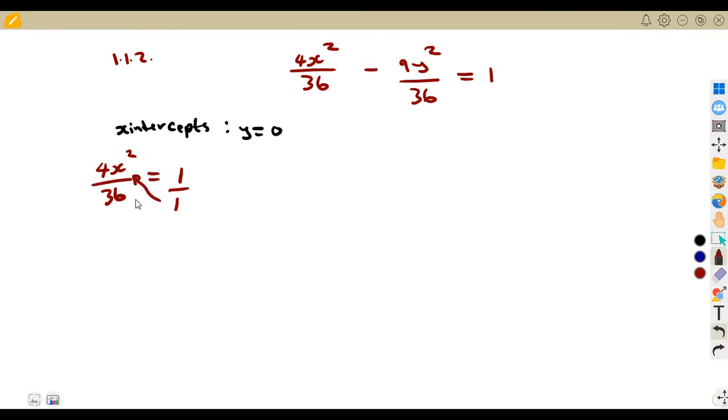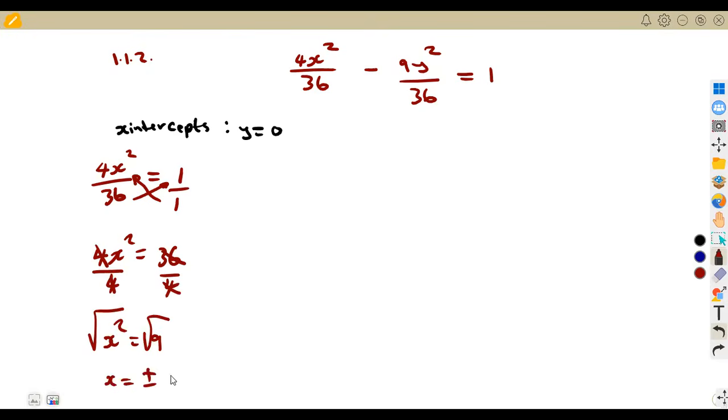Just like the previous cases, you can see it's just a repetition of what we had. That's 1 times 4x squared, so 4x squared is equal to 36 times 1, which is 36. We can divide by 4 in this case. That means we have x squared equal to 36 over 4, which is 9. To determine the x values, it will be plus or minus the square root of 9. We've got two possible values, plus or minus 3.